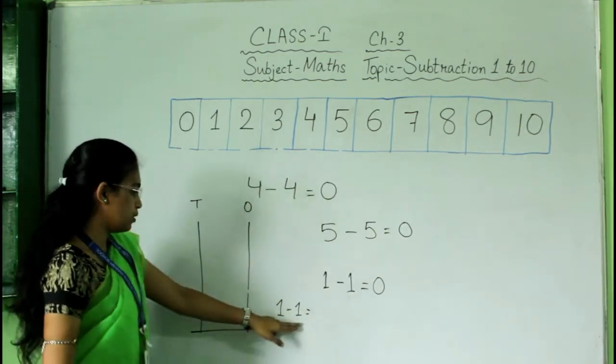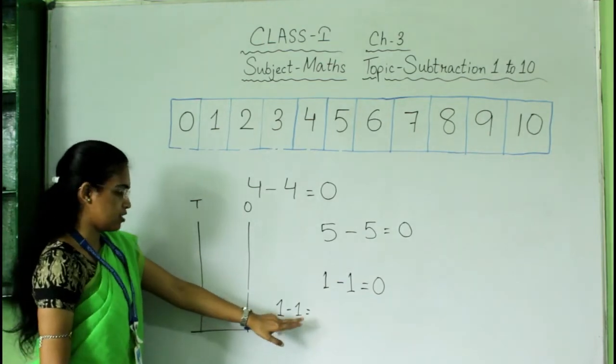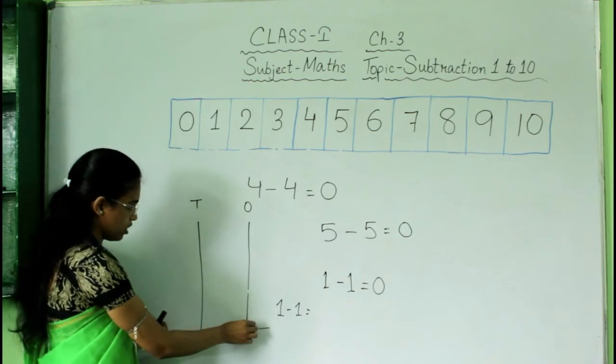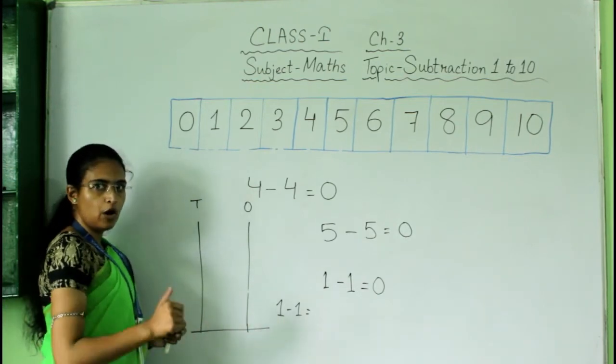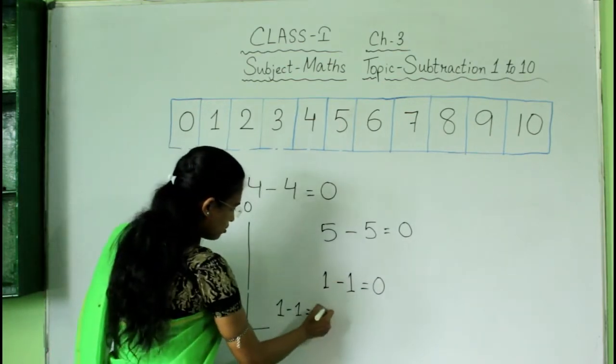Now how many balls we have to subtract? Yes, 1 ball. So I have to take out this ball. So if I take out this 1 ball, how many balls left? No balls, that is 0. So 1 minus 1 equals to 0.